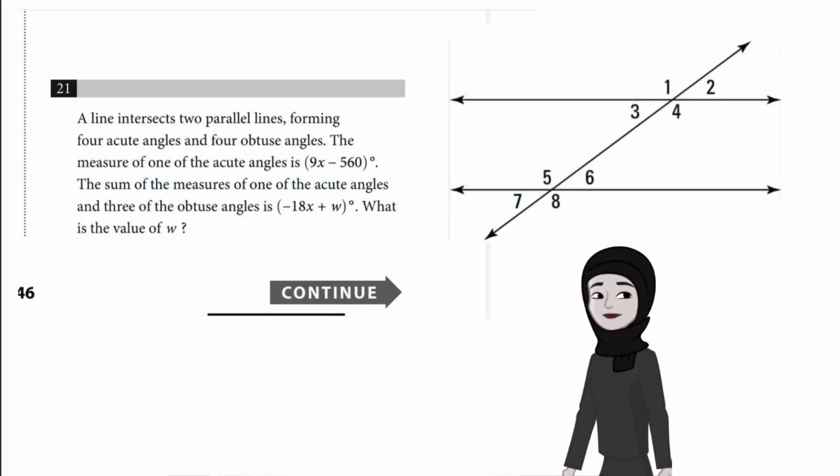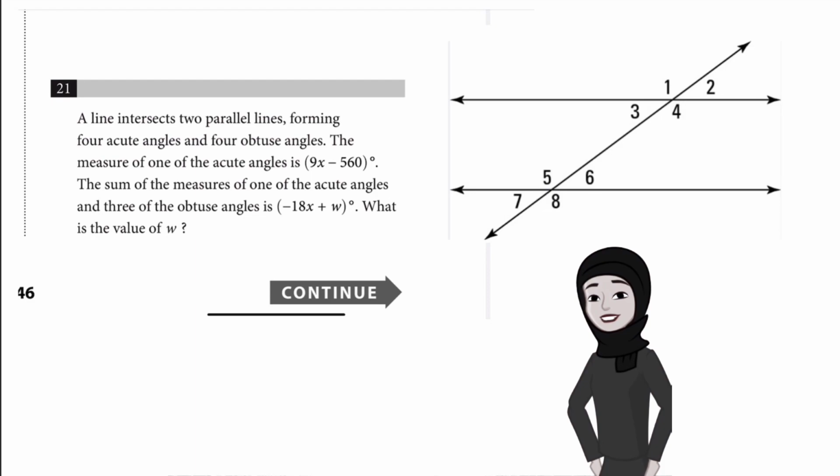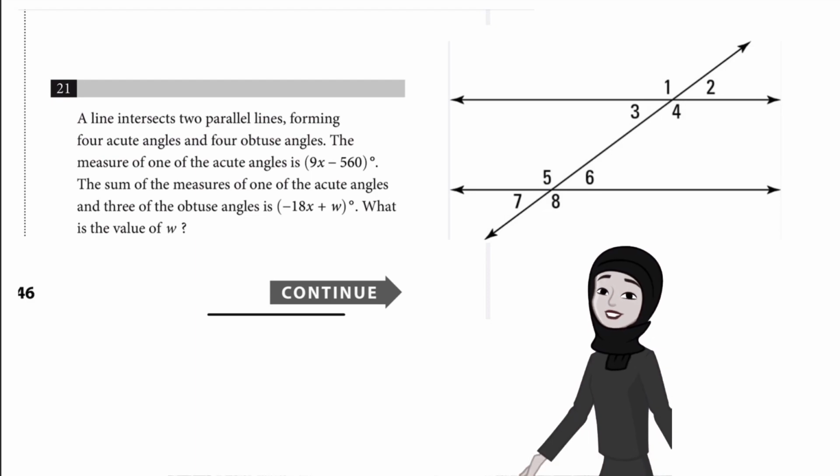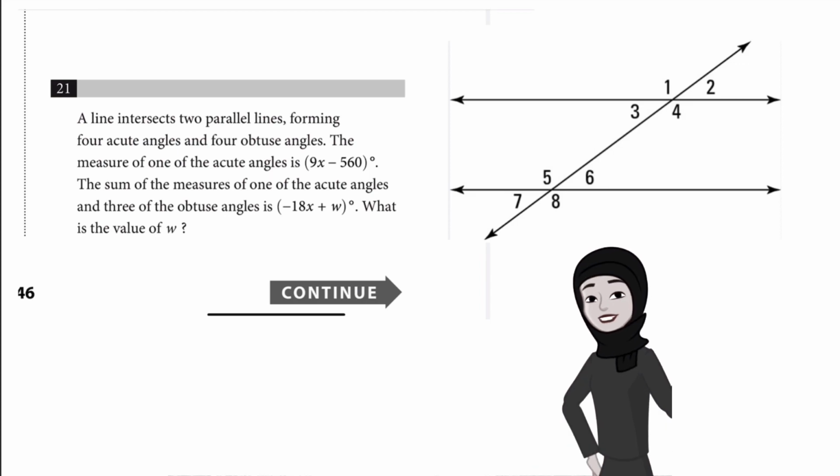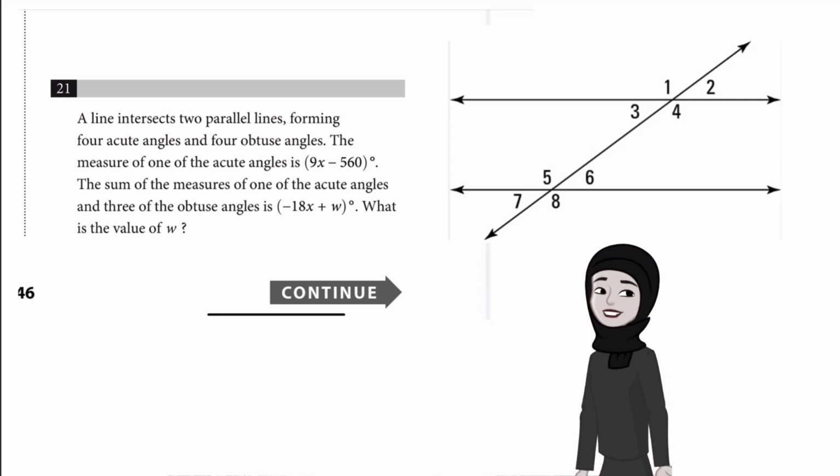Question number 21. A line intersects two parallel lines forming four acute angles and four obtuse angles. The measure of one acute angle is 9x minus 560. The sum of the measures of one of the acute angles and three of the obtuse angles is negative 18x plus w. What is the value of w?